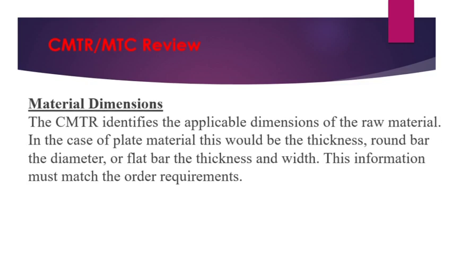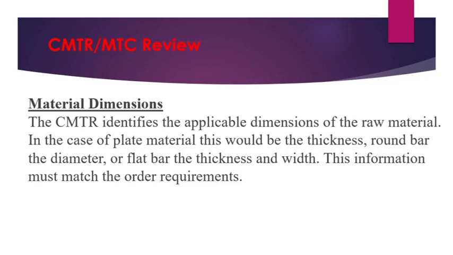Another thing is the material dimension. In the CMTR or MTC, the material dimension must be mentioned. What is the dimension of the material? The CMTR identifies the applicable dimension of the raw material. In the case of plate material, this would be the thickness. So if it is plate material, the thickness is mandatory and must be mentioned. Length and breadth are not mandatory. Maybe it can be short or long, but thickness must be mentioned.